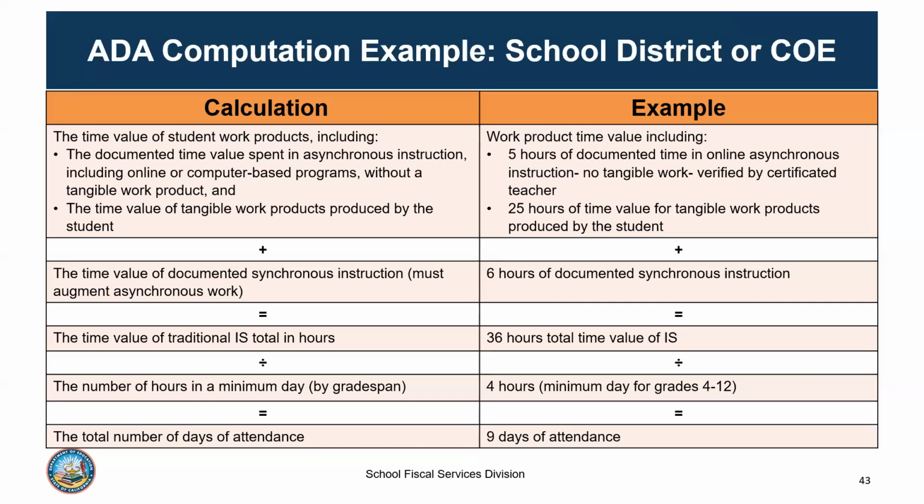For grades 4 through 12, the minimum instructional day is 4 hours. So we divide 36 hours by 4. This gives us 9 days of attendance. This example illustrates how both asynchronous and synchronous learning, along with tangible work products, are accounted for in ADA calculations. Accurate documentation of student work and instructional time is critical for proper ADA reporting. The minimum instructional day requirement is a key factor in determining the number of attendance days.